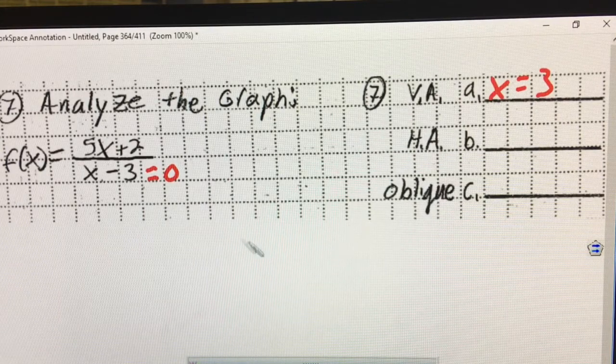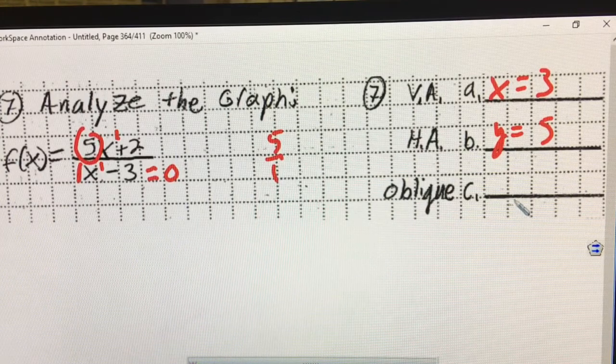How about the horizontal asymptote? What's the degree of the top? What's the degree of the bottom? When they're the same, you're going to divide by the leading coefficient in front of the x on the bottom. So that's going to be 5 over 1. So the horizontal is going to be y equals just 5. What's the oblique?